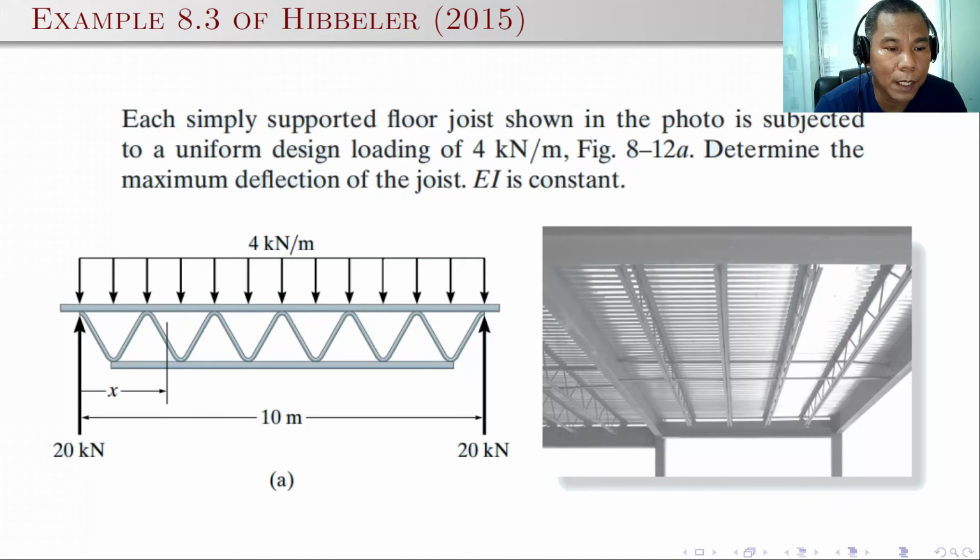Also, we have another example. Although it seems like this is not a beam, actually this is still a type of simply supported beam. This simply supported floor joist is subjected to a uniform design loading of 4 kilonewton per meter. Determine the maximum deflection of the joist, and take note that EI is constant. Since the joist is symmetrical and the loading is symmetrical, we expect that the maximum deflection will occur at midspan. Here we assume a pin at the left support and a roller at the right support, so there will be no displacements at both supports.